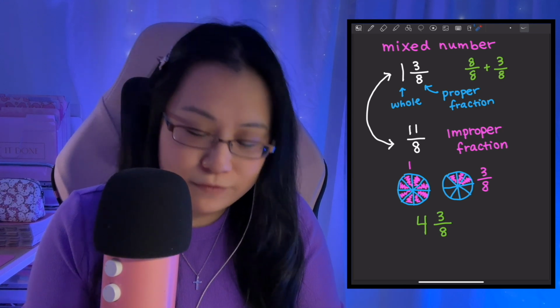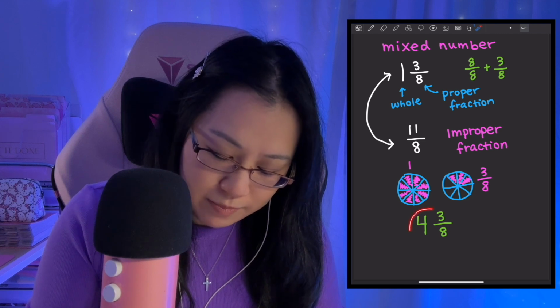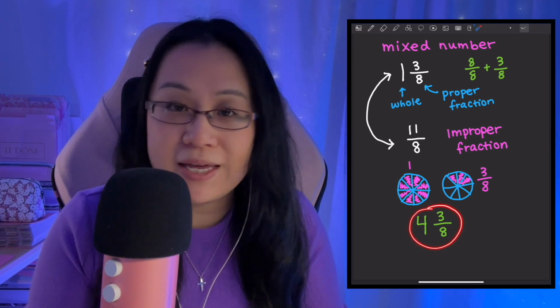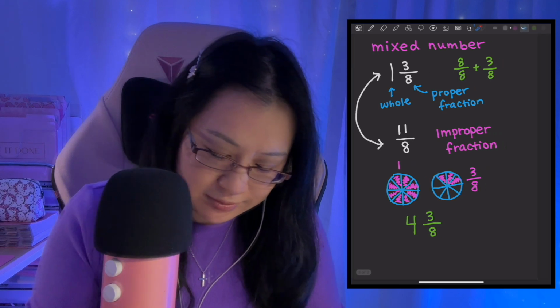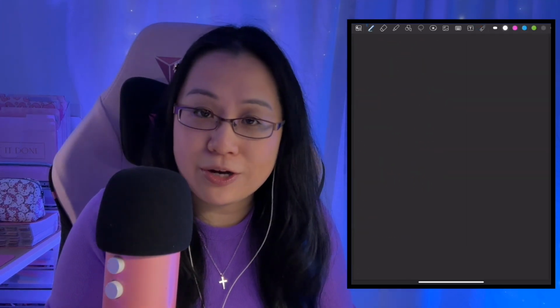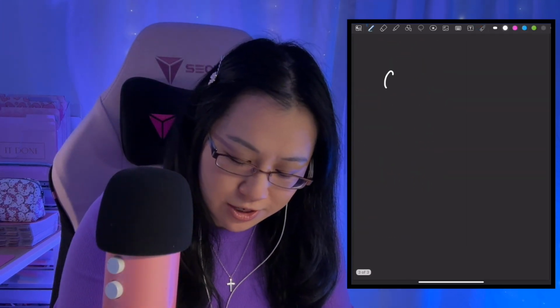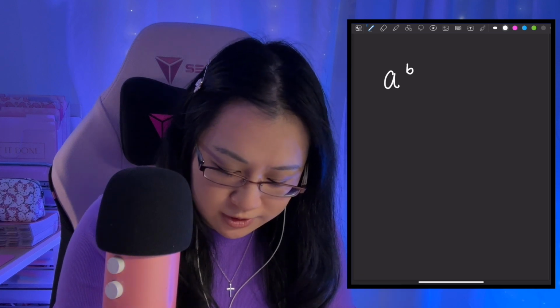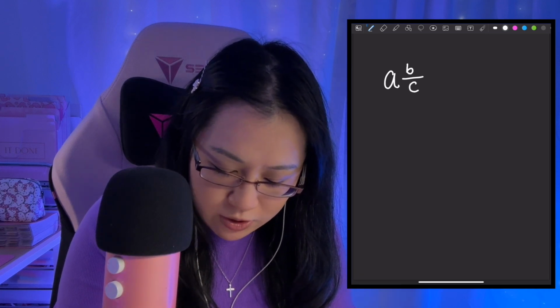So 32 plus 3 in this case would be 35/8. That is the improper fraction for this mixed number. Does that make sense? So now let's just write out the general form like we did in the flashcard, and now I think it'll make more sense. So A and B over C.